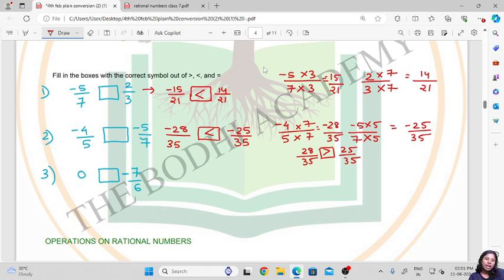And now lastly we have 0 and minus 7.6. Say now if we solve minus 7.6, we get an answer of maybe 1.166. So in this case we'll have minus 1.166. There's a negative sign here, and we have 0 on the other side. So what we have said is a negative number is always less than a positive number. So in this case also 0 will be greater than minus 1.116.